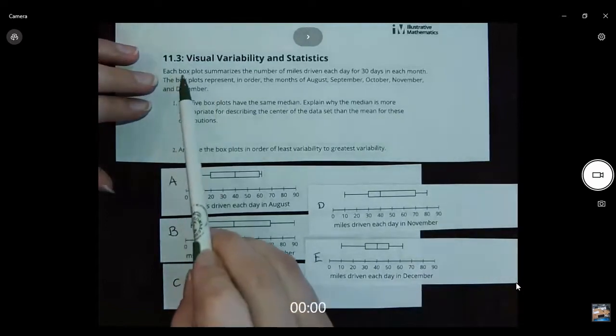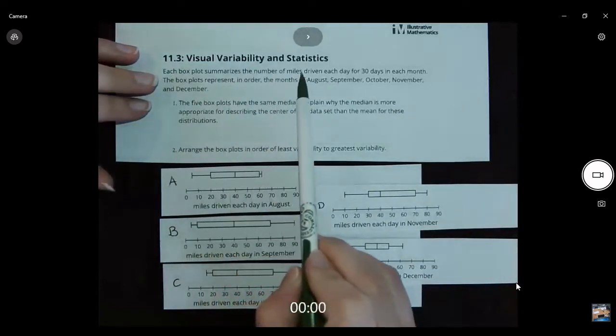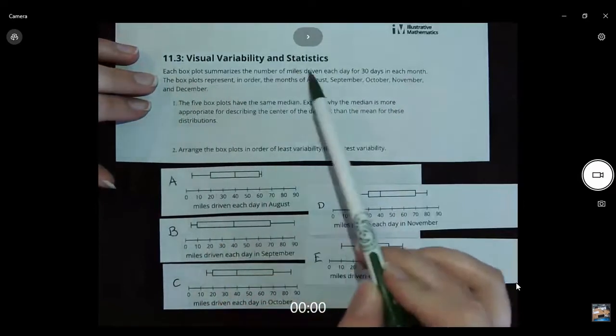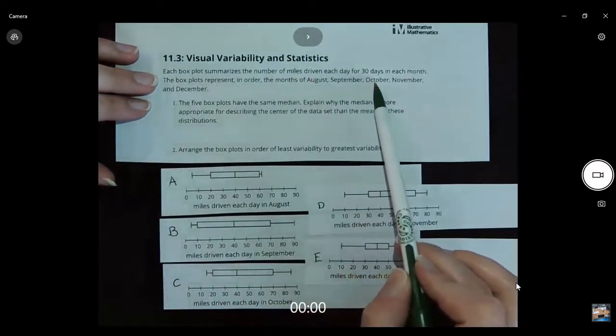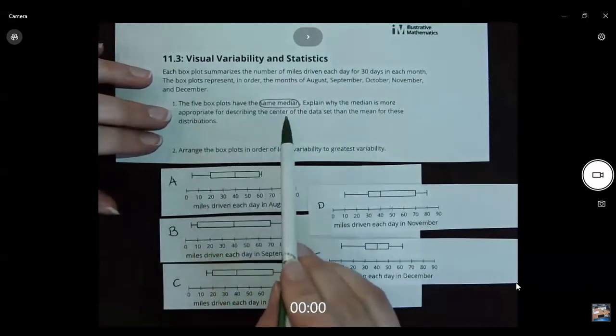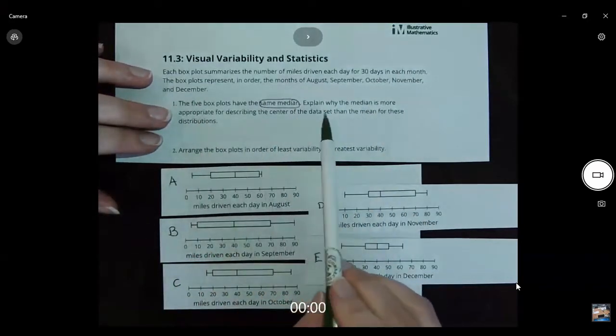For example, it says each box plot summarizes the number of miles driven each day for 30 days in each month. The box plots represent, in order, the months of August, September, October, November, December. The 5 box plots have the same median. Explain why the median is more appropriate for measuring the measure of center of the data set than the mean would be.